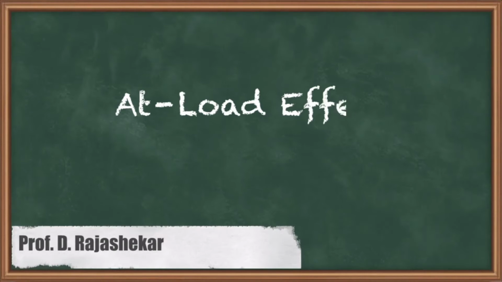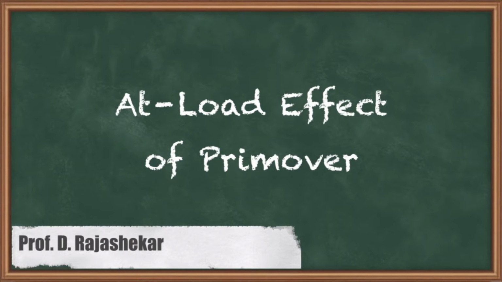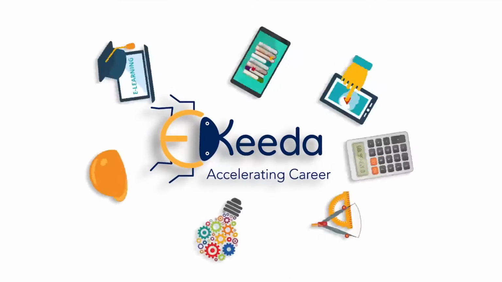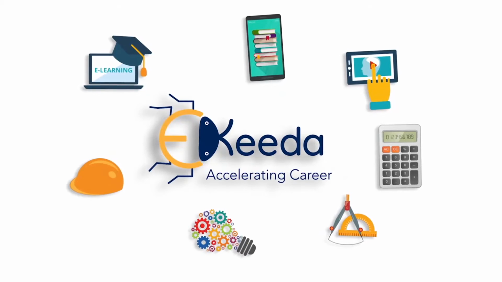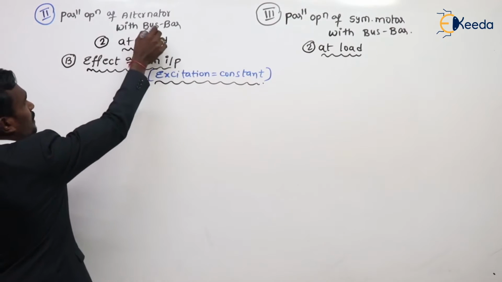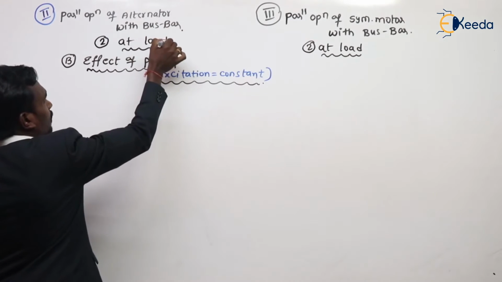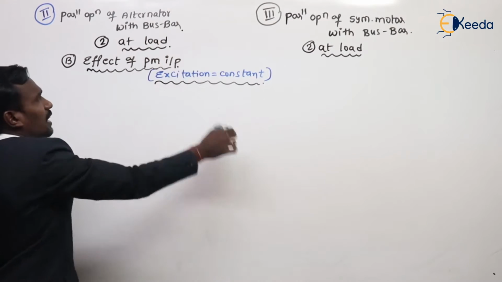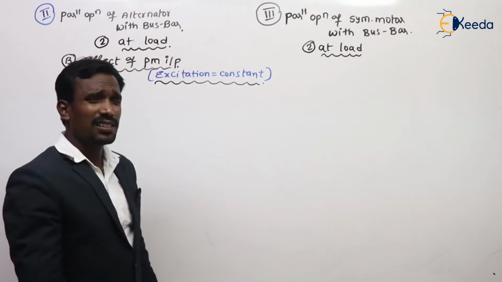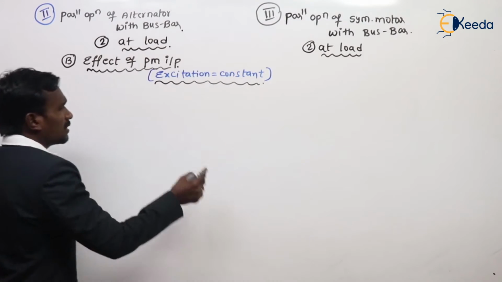Hi friends, in this video we are going to discuss the effect of prime mover input when excitation is constant. This is also the parallel operation of alternator with bus bar at loaded condition, effect of prime mover input. Here the excitation is constant. Let's see now.